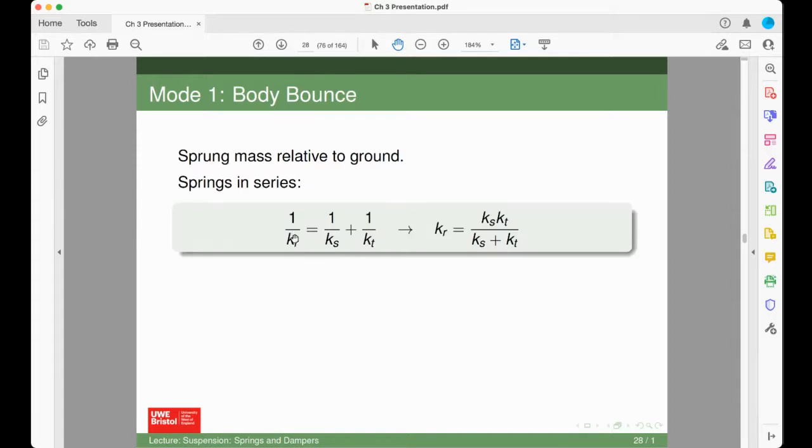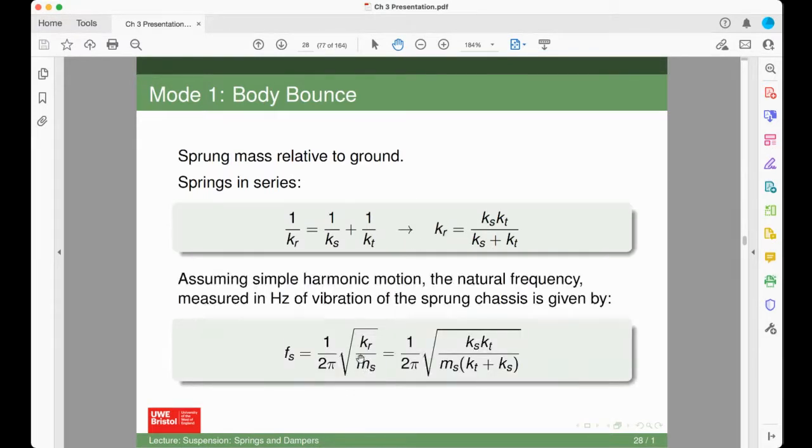If springs are in series, the total spring rate is going to be the inverse addition of those 2. So you're doing a bit of algebra and manipulating, you get KS times KT over KS plus KT. So there's your spring rate, and obviously you divide that by the sprung mass, square root it, divide it by 2 pi, and it gives you a frequency in hertz of the body bounce of the body chassis. So there's that equation there for the natural frequency.